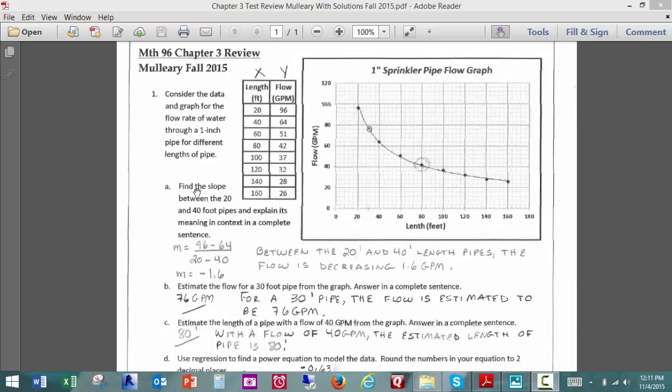All right, now on A it says find the slope between the 20 and 40 foot pipes and explain its meaning in context in a complete sentence. So I'm interested in 20 and 40. So these are the two x's that I'm interested in, and the y values associated with it. So it's 20 and 96 and 40 and 64. So slope is the difference between the y's divided by the difference between the x's. And that's what I'm showing you right down here. And it doesn't matter which one goes first.